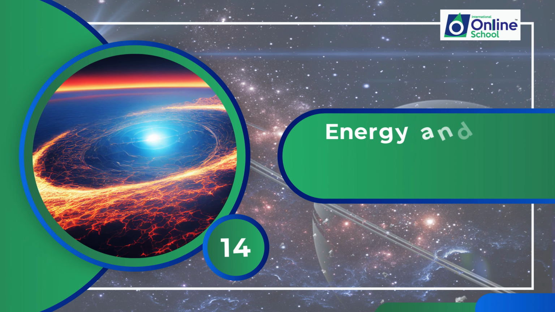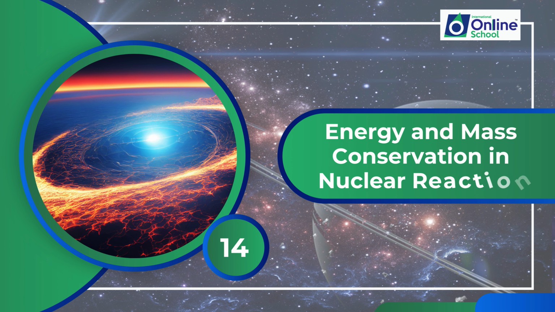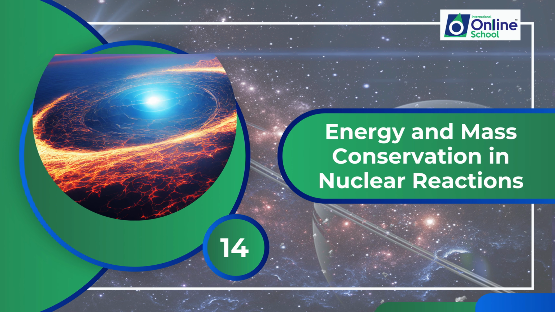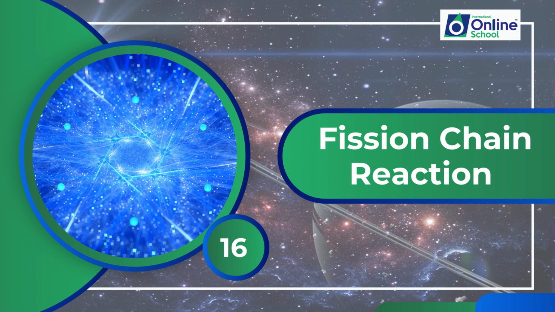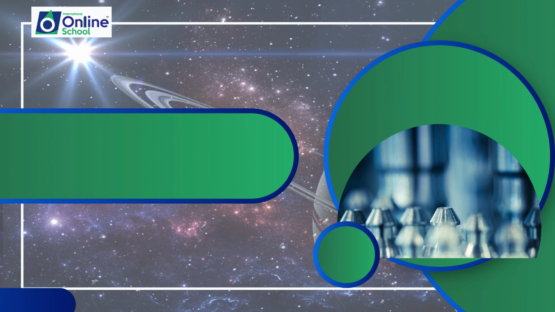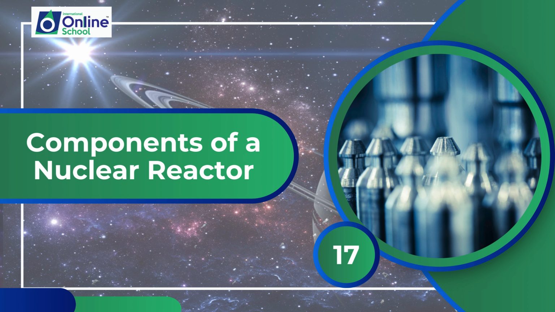In the next lesson, students will describe energy and mass conservation in simple reactions and in radioactive decay. Students will describe the phenomena of nuclear fission and fusion. In the next lesson, students will describe the fission chain reaction. This involves understanding how a single fission event can lead to a cascade of additional fission reactions, resulting in a self-sustaining chain reaction. Students will describe the function of various components of a nuclear reactor.